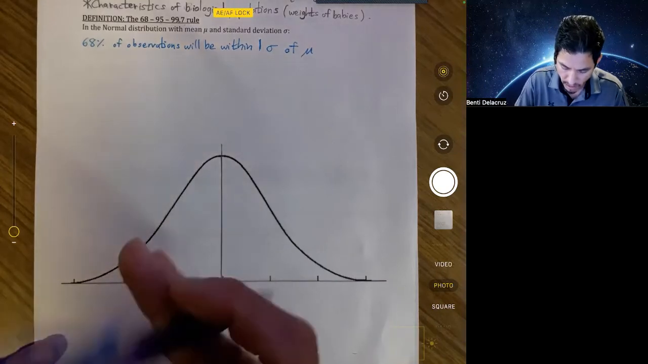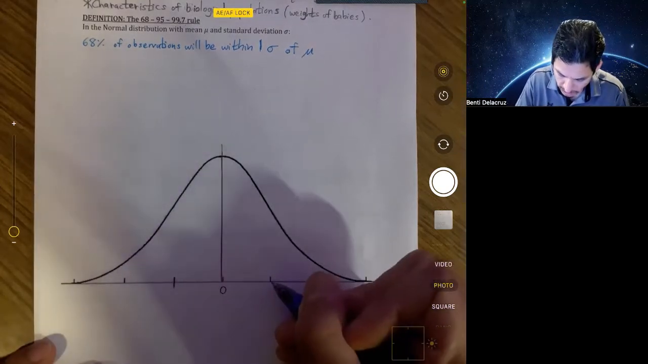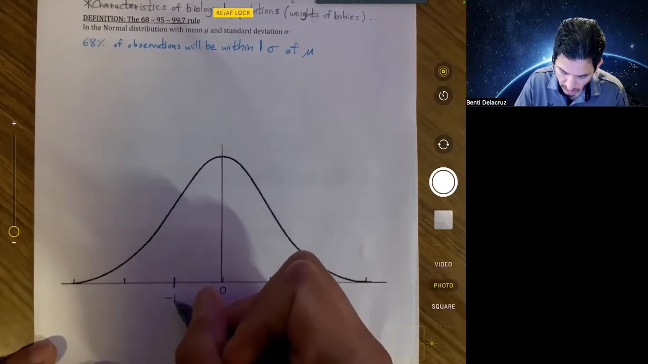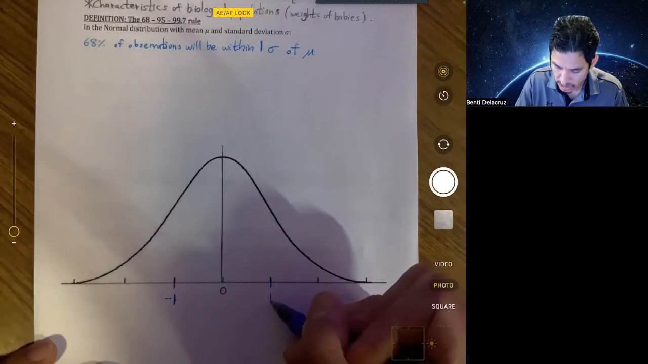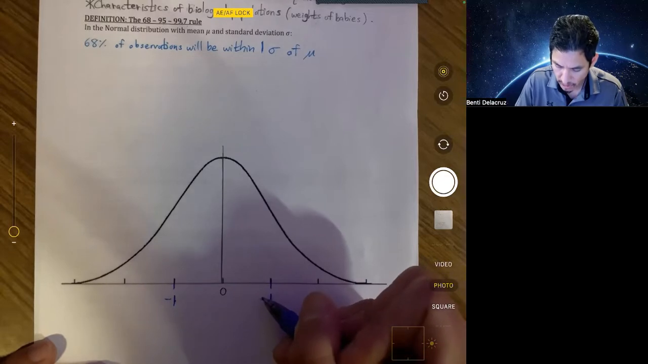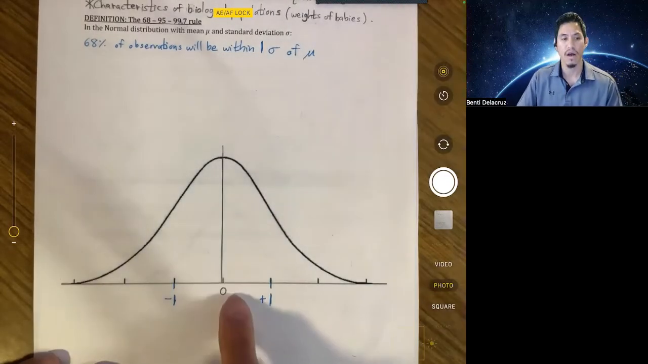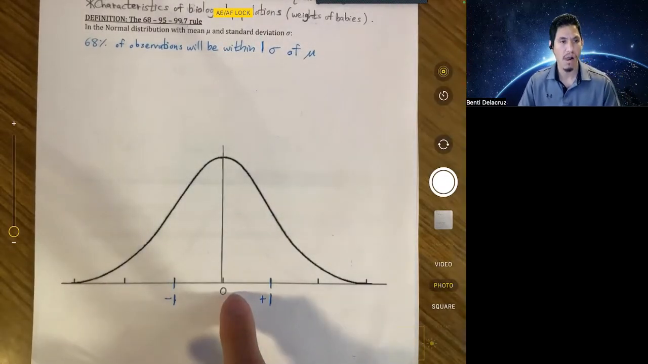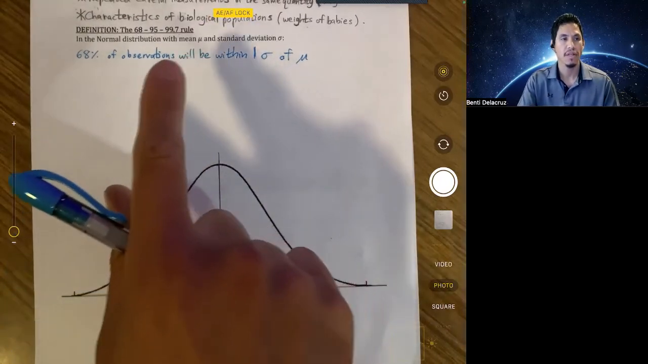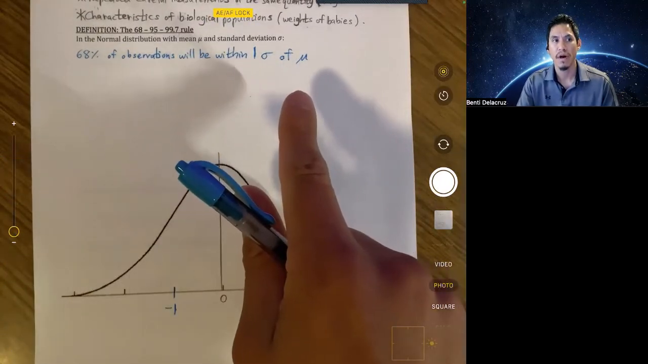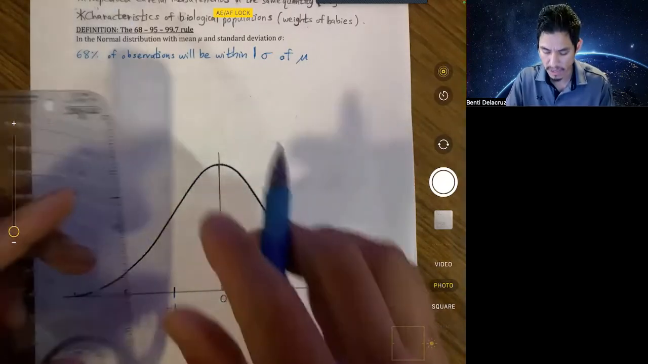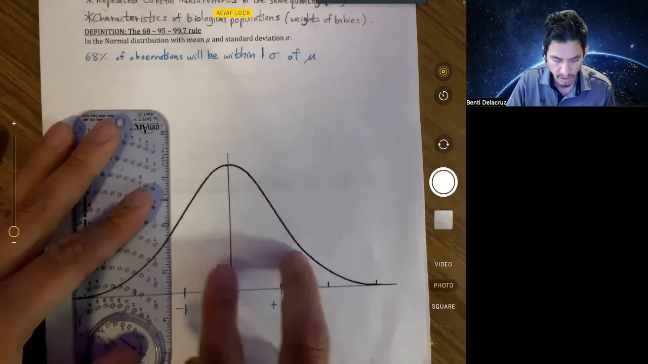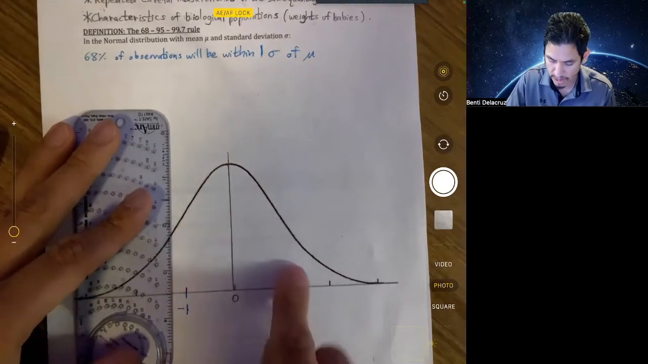Now, this and this represent 1 standard deviation to the left and 1 standard deviation to the right of the mean. And so this first part of the definition, the 68 part of the rule, means that 68% of the total area is going to be between here and here.